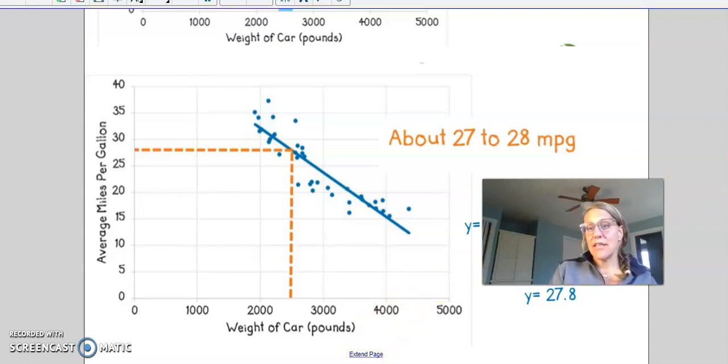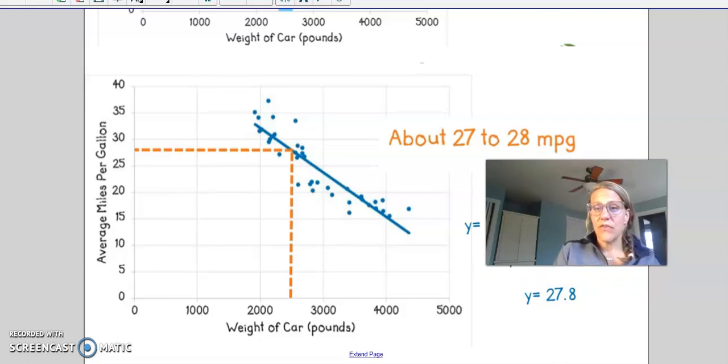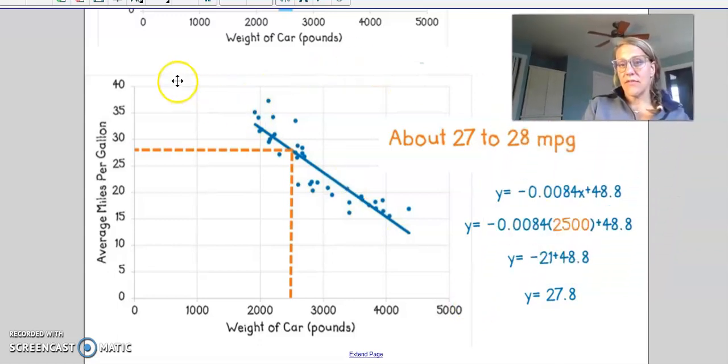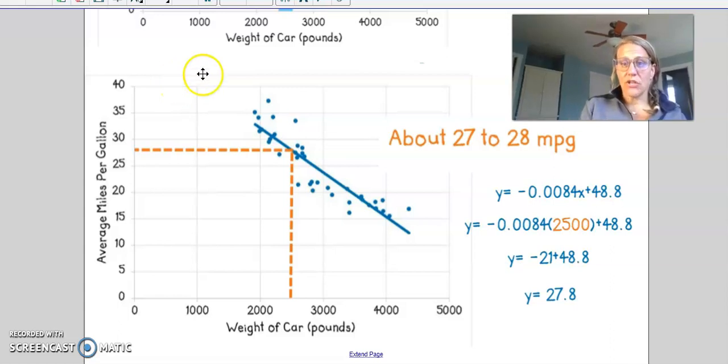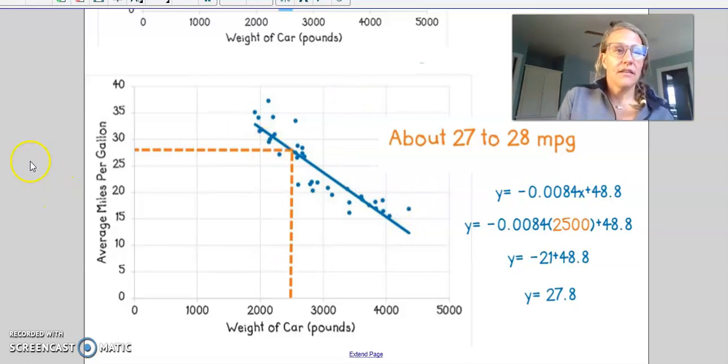Now, in the next video we're going to figure out an equation for this line of best fit. And this is how you use the equation to make your prediction. If this is the equation for this line of best fit right here, and we knew the weight of the car was 2,500, notice the weight is along the x-axis. So in this equation, we plug in 2,500 for x, and then we solve, and we find that it's 27.8. That's how you can use the equation if you have it, or once you learn how to create it. Or you can just use that line.